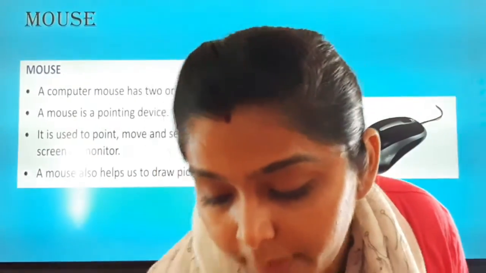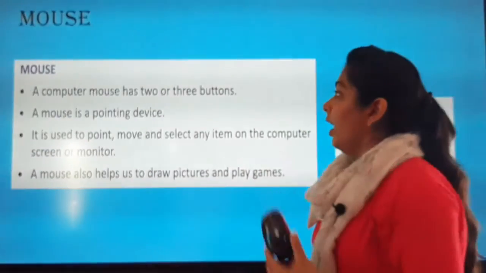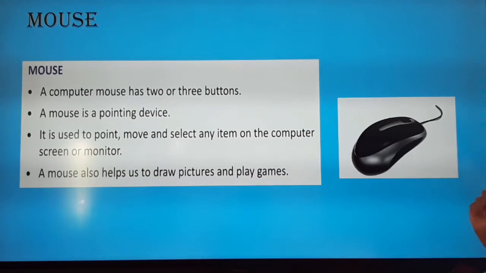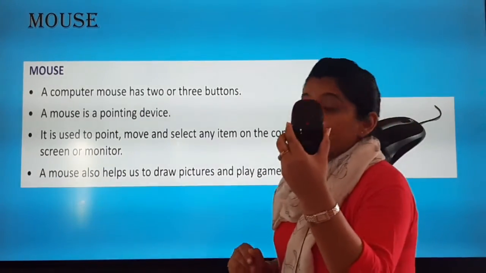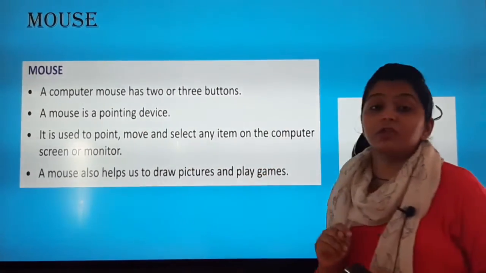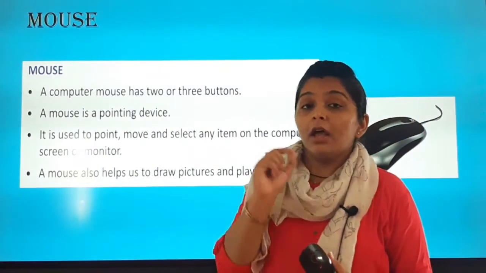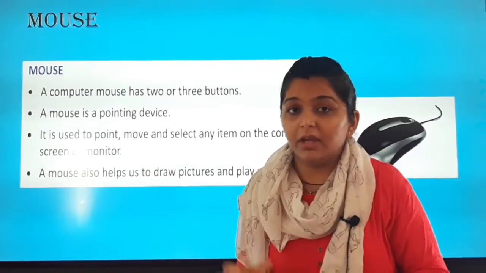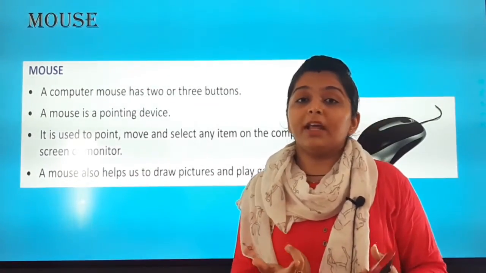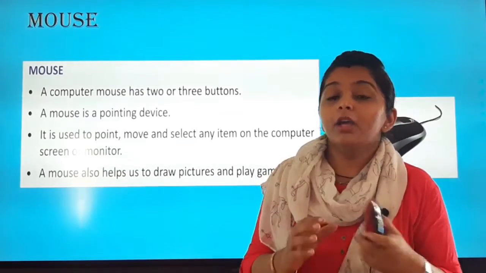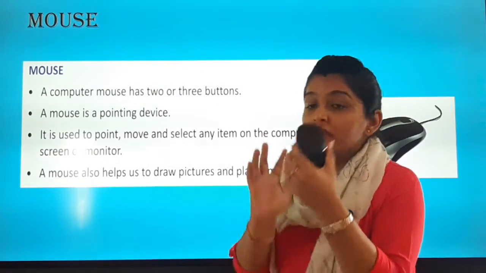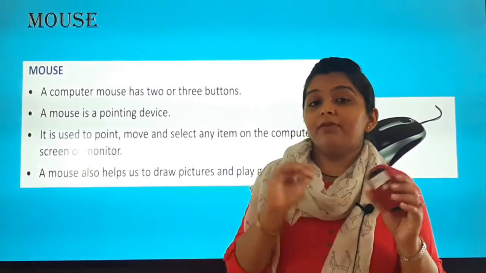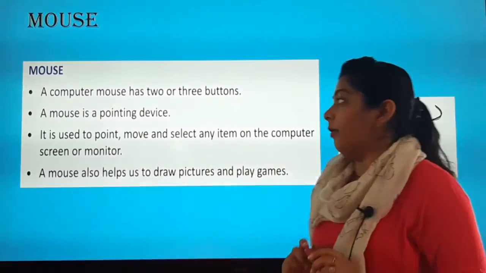See, here is a mouse. Okay. A computer mouse has 2 or 3 buttons. A mouse is a pointing device. It is also known as a pointing device. Now, on the monitor, when we have to type something, हमको कैसे पता चलेगा हमको कहाँ पे type करना है, कहाँ नहीं type करना है? So, with the help of the mouse, we will come to know that. Because it is a pointing device, then we can start the typing from there.